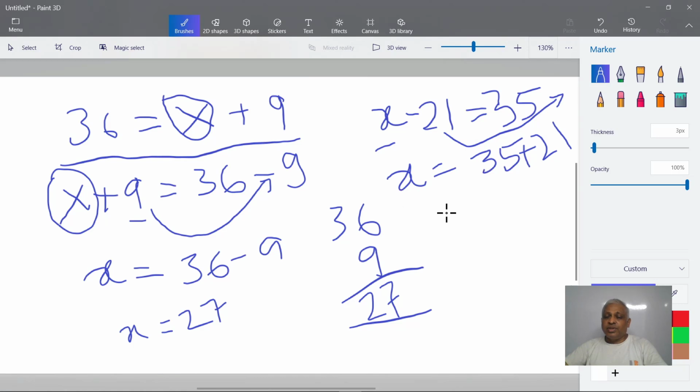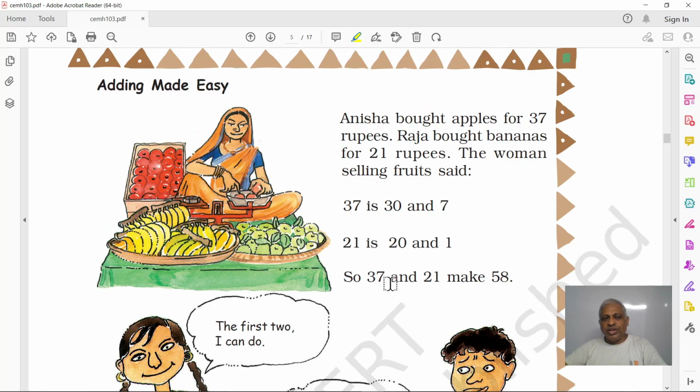Can you do mental math? Mental math means without pen and paper. You can do it, it's easy. 5 plus 1 is 6. In the tens place, 3 plus 2 is 5. That's it. 56. If you put 56 here, 56 minus 21 is 35. That's the answer. Here, adding is made easy.